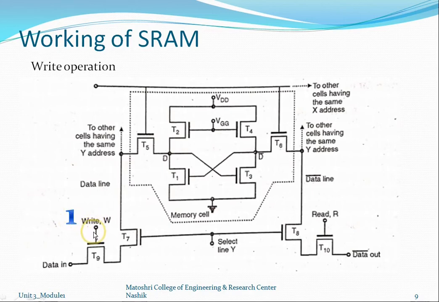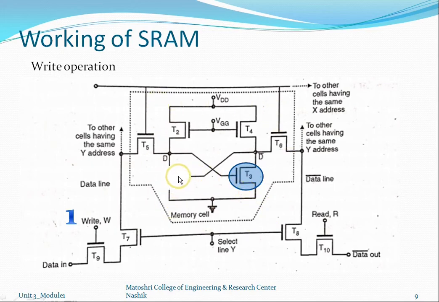Likewise, if a high input is applied on this W, transistor T1 is activated, and if the data in signal is high, equal to logic 1, then the point D becomes 1. And if the point D becomes 1, that makes the transistor T3 activated and the data can be stored in this memory cell.